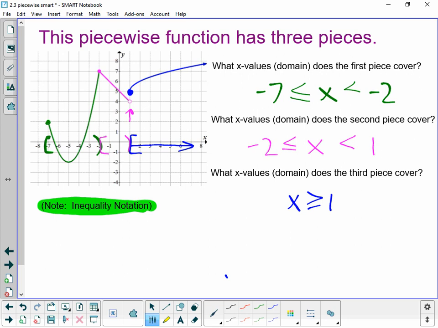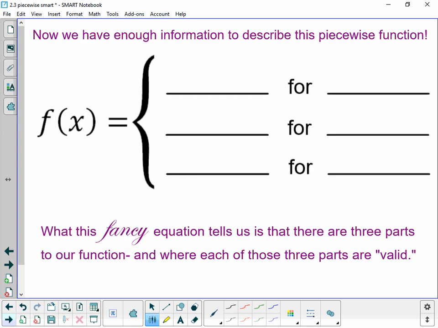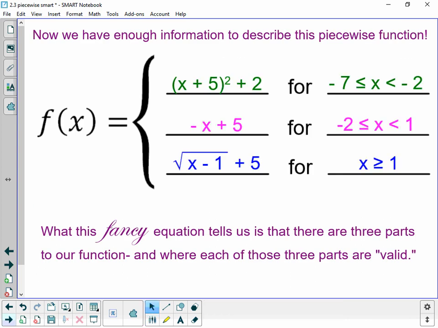So those are the domain restrictions for each piece. They tell us which part to keep of each of the different shapes. So this is what your equation ends up looking like. Again, one function, f of x equals, it's just the function f, but we have this brace that tells us it has 3 different parts.